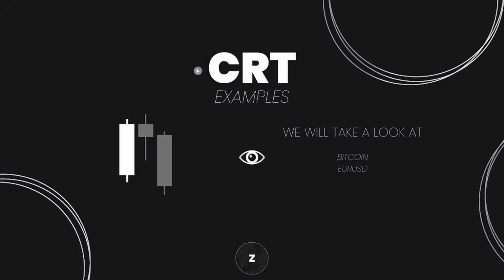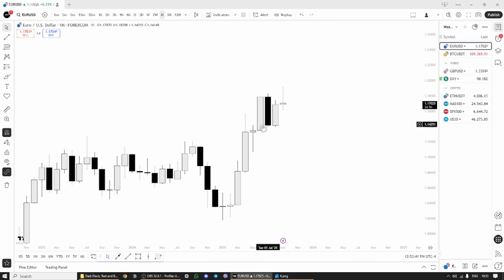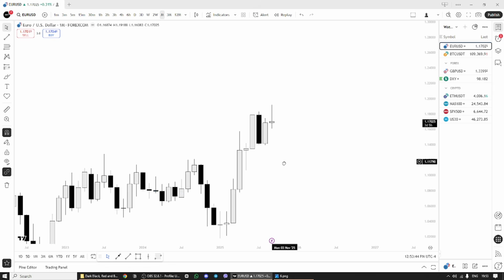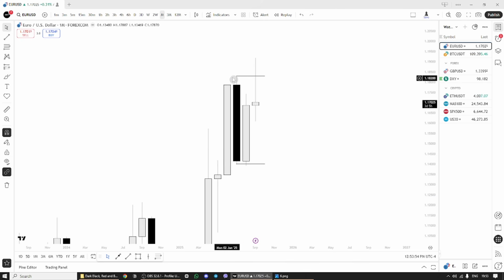Now we'll just look at 2 examples, which I think will clear your things, and let's get straight into it. So we are here. Now we'll take a look at the last 3 months of EU. So what we see, this is a clear CRT. This candle is our range.